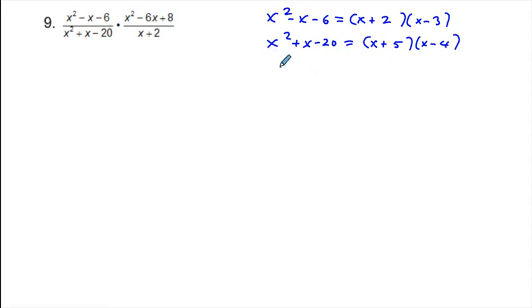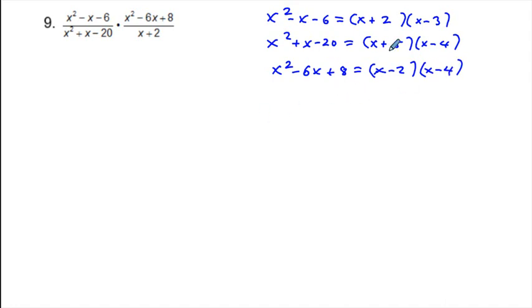Next, our numerator here, x squared minus 6x plus 8. Okay, what two numbers multiplied together give 8 but are 6 apart? Well, actually it's going to be 2 and 4, and they're both going to have to be negative. So we have negative, negative, 2 and 4.